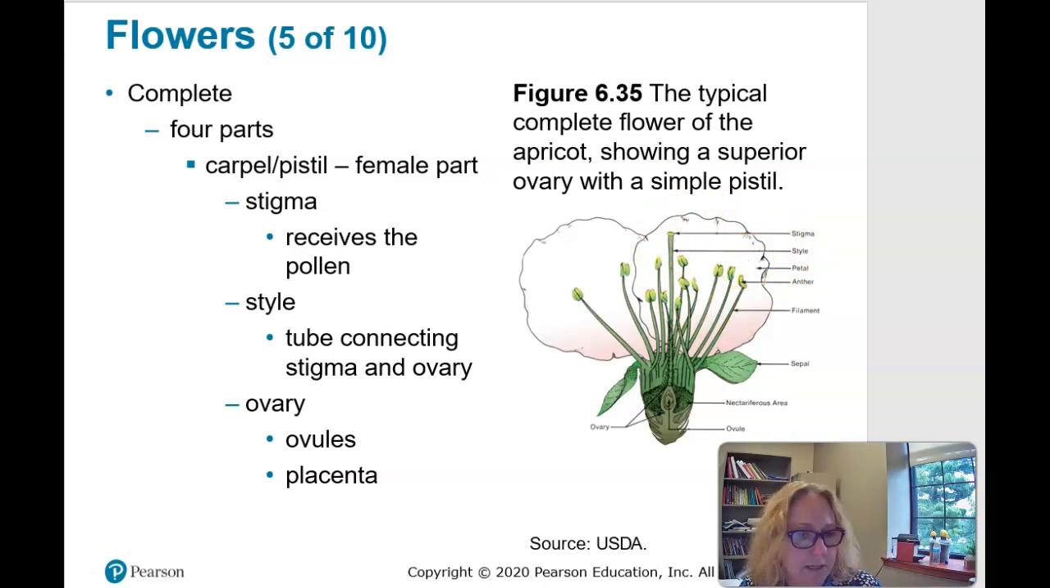So those are the 4 things you need. The stigma, style, and ovary is all considered one part. That is basically the female part. This, the filament, and anther are considered one part. The sepal and the petal. Those are the 4 parts.